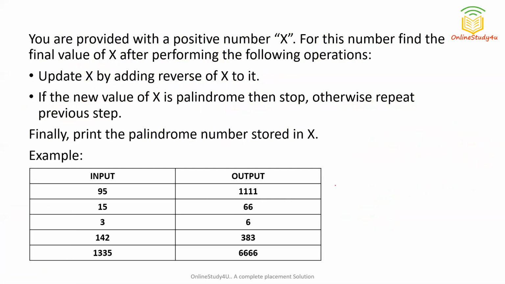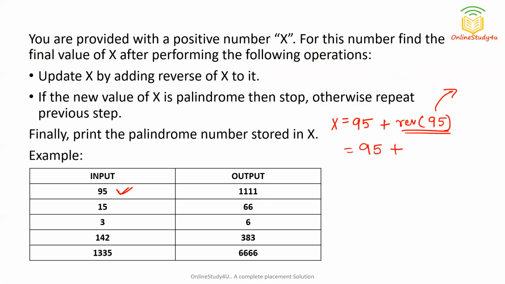Now let us check the examples to see how they work. Let us see the first example, 95. What is the first step? We store it in x and add the reverse of it to the value of x. So you have to add the reverse of 95. We will create a function reverse, which will reverse the number. We can use two approaches: either we convert the number to a string and iterate over it from the back, or we use the concept of digit extraction. I am going to use the digit extraction concept. This reverse function will give the reverse of that number.